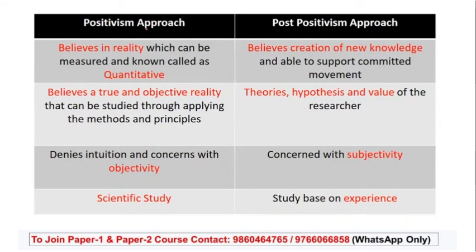So under positivism, what type of belief do you have? It believes in a reality which can be measured and known, and can be called quantitative, which is quantified. Once again, we are studying the positivism and post positivism approaches, which come under research philosophy, the set of beliefs. When we talk about the positivism approach, it believes in a reality that can be measured, known as quantitative. It believes in a true and objective reality that can be studied by applying various methods and principles.